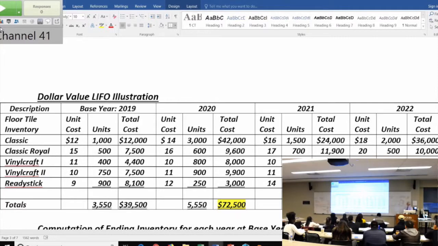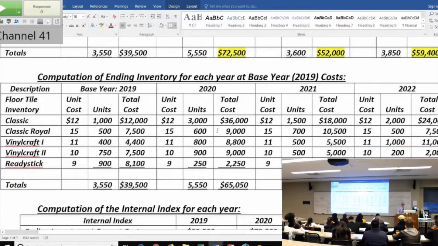Now, the first step in dollar value LIFO is to convert 2020, 21, and 22, and that's the reporting year of 2022, the last one, to base year prices. So what are you going to need to do? You're going to need to take this entire column and replace it here, and that's what I've done. So you're now going to have everything on the base year.